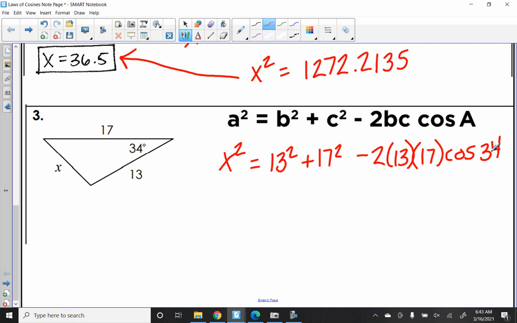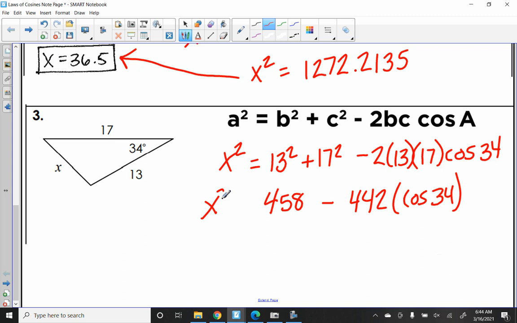Now the hard part's just making sure you hit the right buttons on the calculator, which I think I already put one incorrect number in already. I got 13 squared plus 17 squared is 458. Okay, so 2 times 13 times 17, 442, times cosine 34.